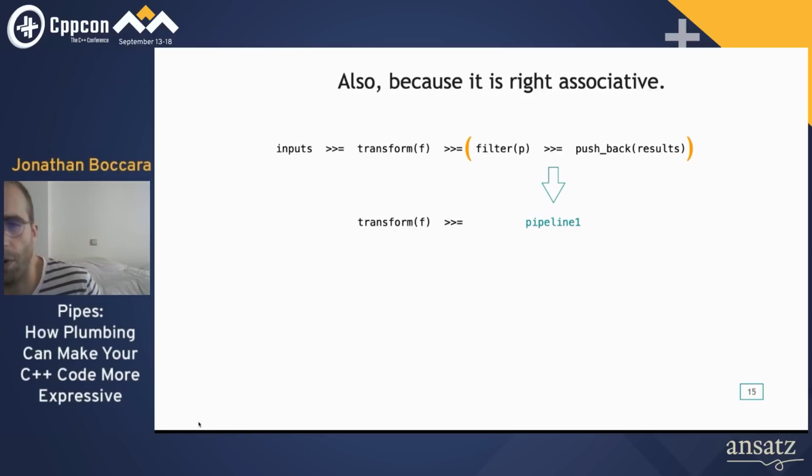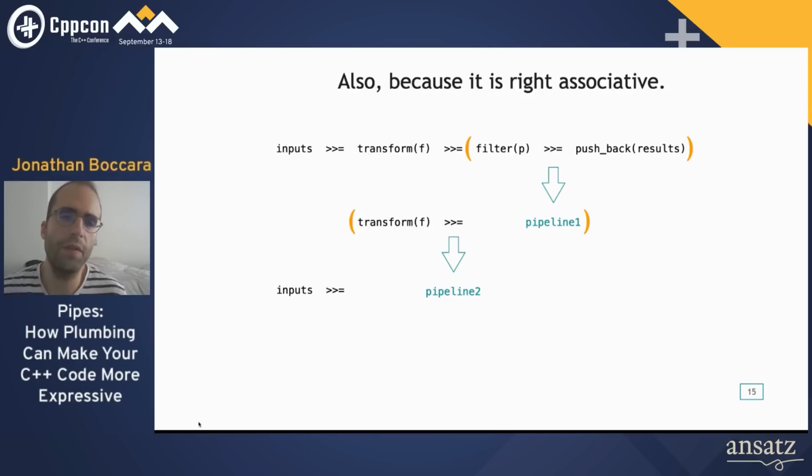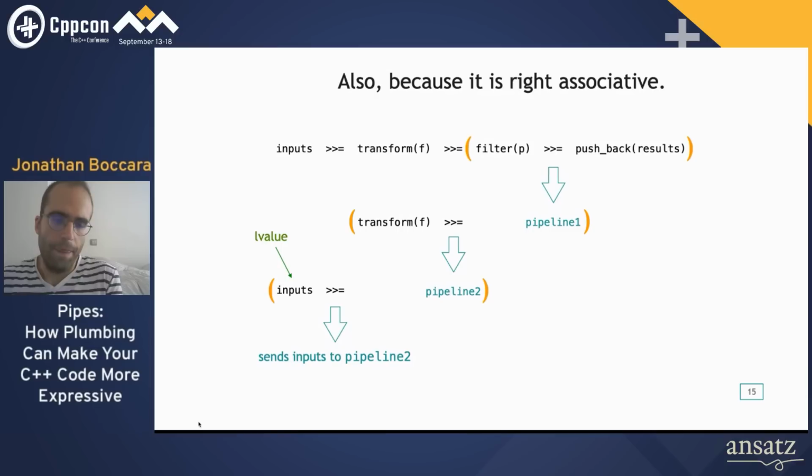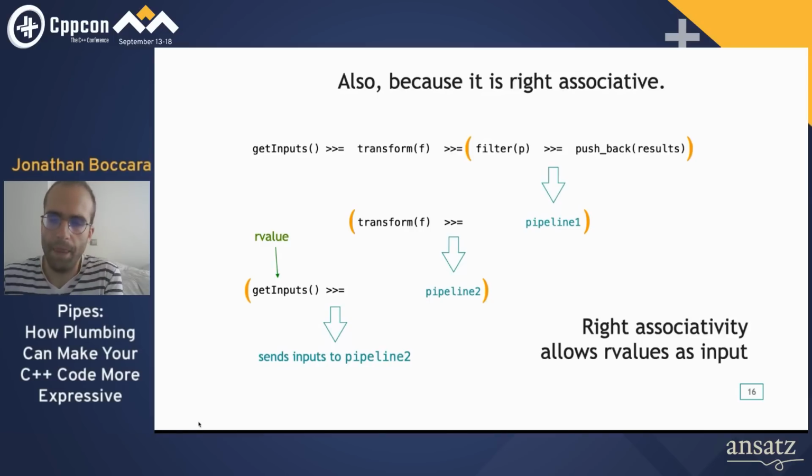Then we associate pipeline 1 with transform, and then we have another pipeline. And when we associate the inputs with this new aggregated pipeline, we can just iterate over the inputs and send them one by one in the pipeline. This, in this particular example, is an L value, but this could just as well be an R value, and this is the exact same principle.